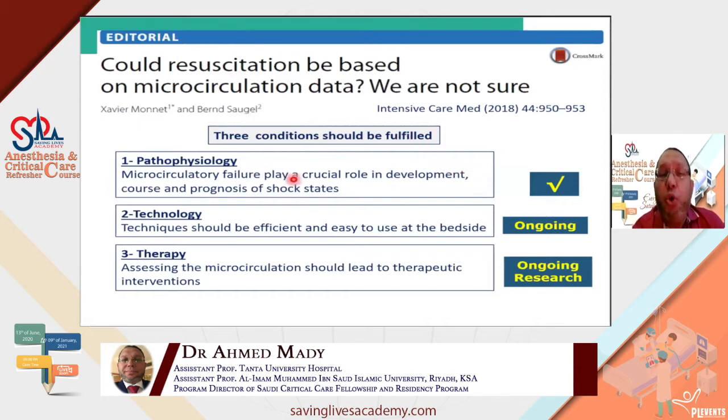Yes, pathophysiology, we agree that coherence has to be between macro and microcirculation. Microcirculation has an important part in the shock stage, but the technology and the therapy are still being researched, and we need to be in clinical practice as much as we can. I touched most of the 3 phases of the shock stage on the level of the cells, as well as microcirculation and the macrocirculation.